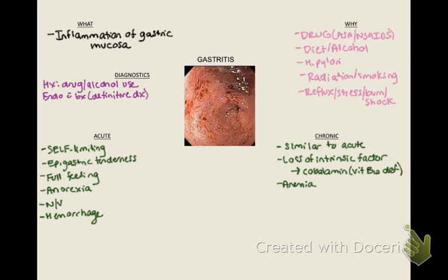So diagnostics: a history of drug and alcohol use, your endoscopy with your biopsy to test for H. pylori, your CBC to check for anemia because of that vitamin B12, missing intrinsic factor, and then stool for OB. And then gastric analysis to check for hydrochloric acid levels. And then, like I said, x-rays aren't helpful because x-rays really only show superficial issues.